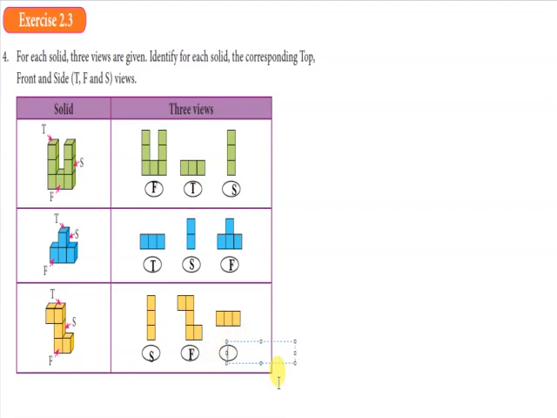So it is top view. So we have finished this sum also. Okay.